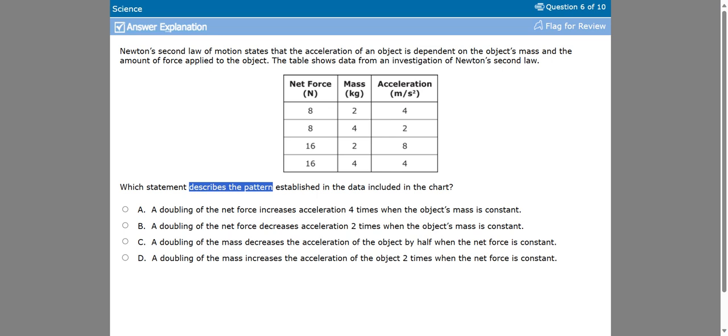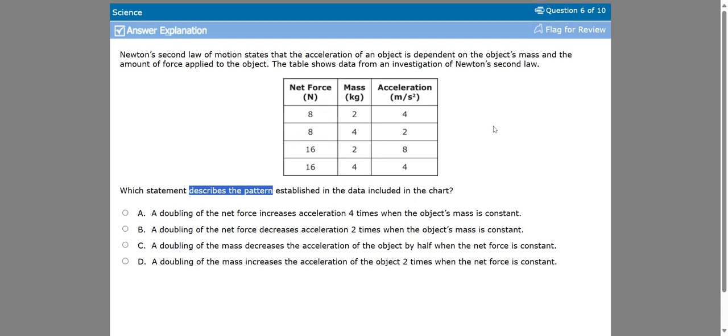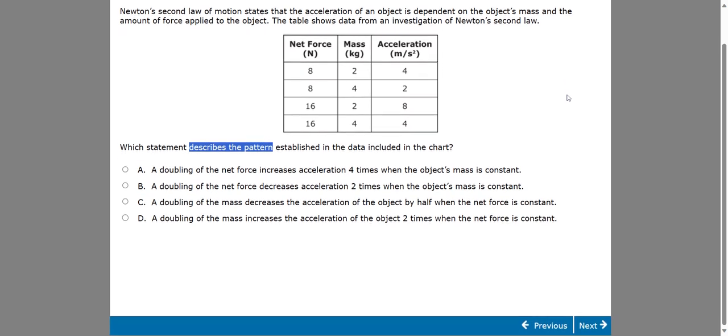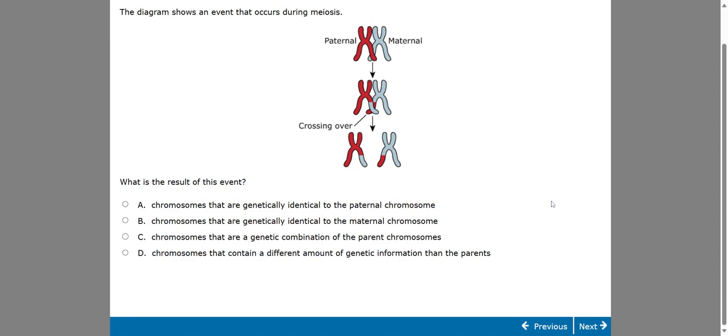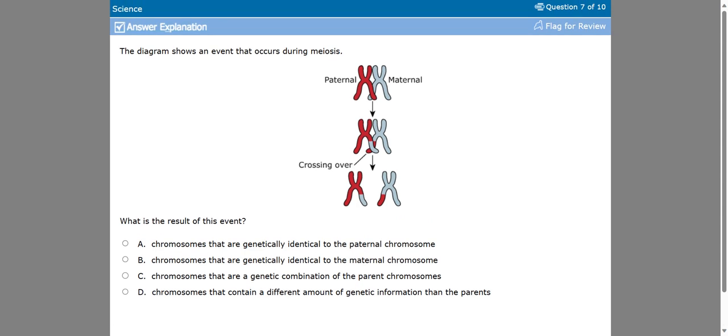So when you have questions like this, describing the pattern, just remember, writers, the pattern may be focused going vertically or going horizontally. So be able to focus on different patterns, going both vertically and horizontally. Moving on to question number 7.